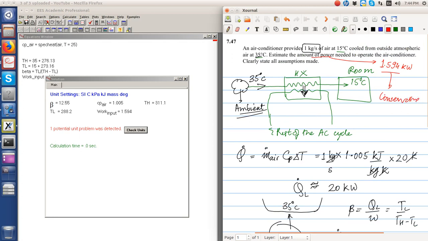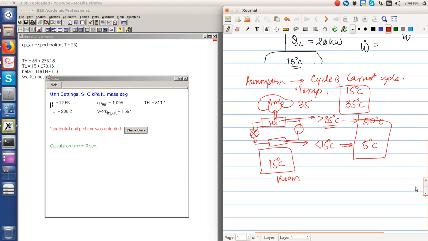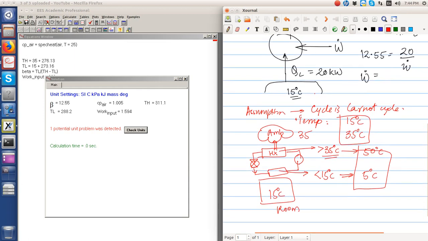Rather, it's not a conservative estimate, it's a lower bound on the estimate, because of these external irreversibilities. For the heat transfers, finite temperature differences are required. That will actually cause irreversibilities, and one would require in reality a larger amount of work to be done. Okay, that is the crux of the problem. However, if we assume everything as ideal, the work input is equal to 1.594 kilowatt.